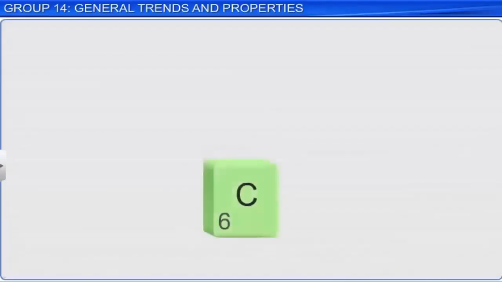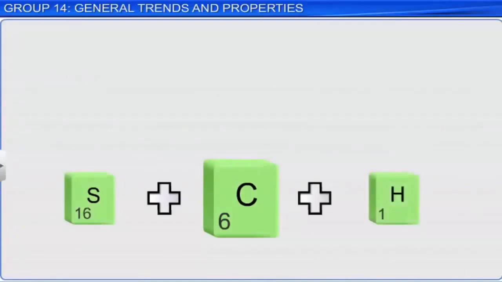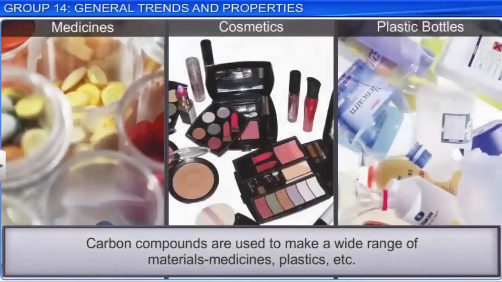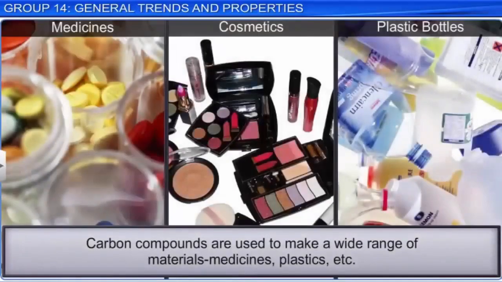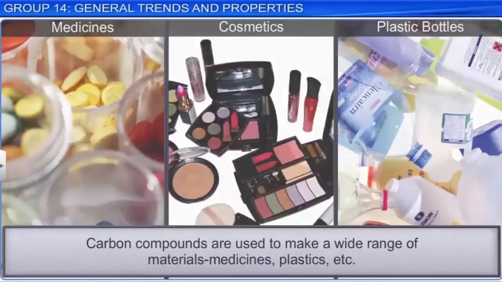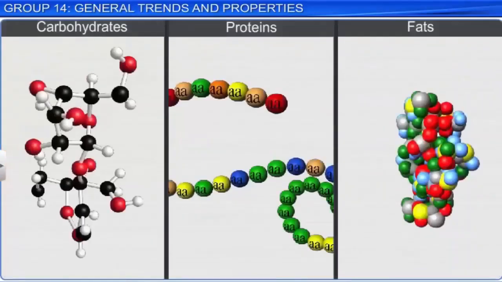Since carbon can combine with sulfur, hydrogen, and chlorine, it forms a wide range of compounds that are used for everything, from medicines to plastics. Carbon is essential for a number of biologically important substances as well.